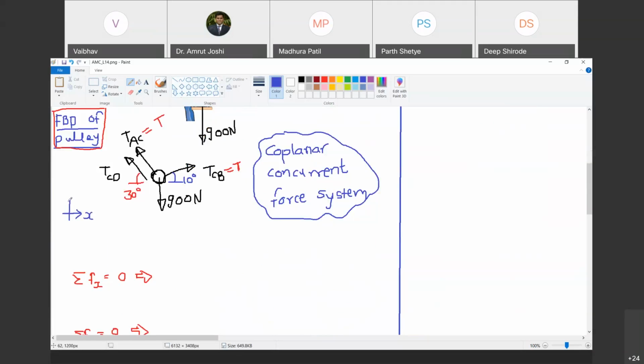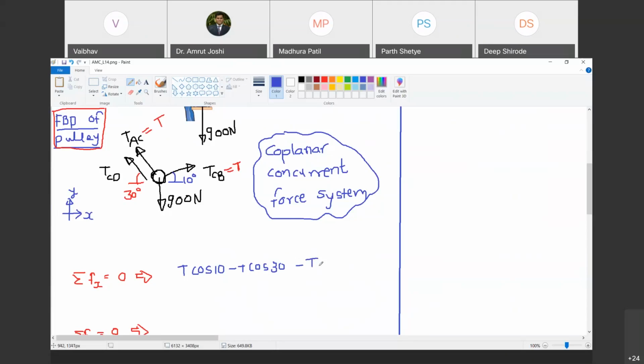TCB cos 10. Yes. And is it positive or negative? Positive, sir. Yes, because it is towards the right, and we are assuming towards the right x is positive. So it is going to be T cos 10. Do you agree with me? Yes, sir. What is the horizontal component of TAC? Minus T cos 30. Great. So minus T cos 30. Happy? Yes. And what is the horizontal component of TCD?